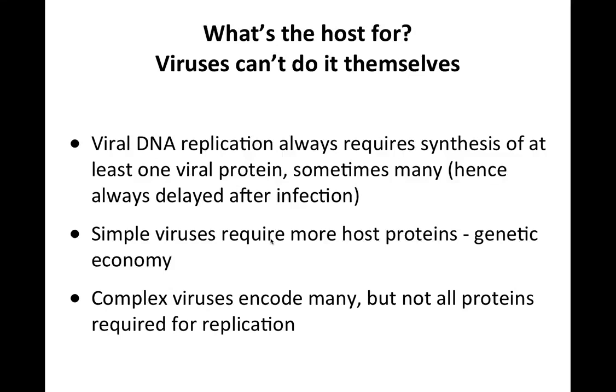So simple viruses need more host proteins because their genomes are smaller. We call this genetic economy. If you have a small genome, you can't encode everything. So you depend more on the host. These small viruses need a lot of host proteins to replicate their DNA. And as you will see, some of them encode just one protein that is needed to participate in DNA replication. The more complex viruses, the bigger they get, they encode more and more of the proteins that are needed for DNA replication. Some of them encode, in fact, the DNA polymerase. But they don't encode all of the proteins that are needed. They all need some help from the host cell. And we'll look at some examples of that.